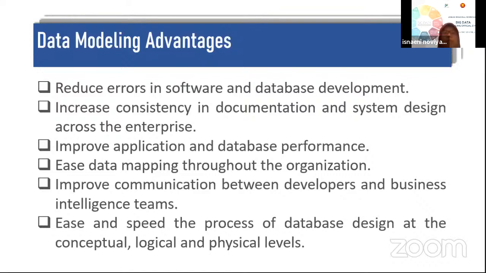And the third is improved application and database performance, because if we choose a type of column, we must think about the consequences of that type of column. For example, if we choose to use integer, there is a risk if the data has a continuous value like 1.5. If we use integer, it is just 1 or 2 because of the rounding of the value. So we must consider that.